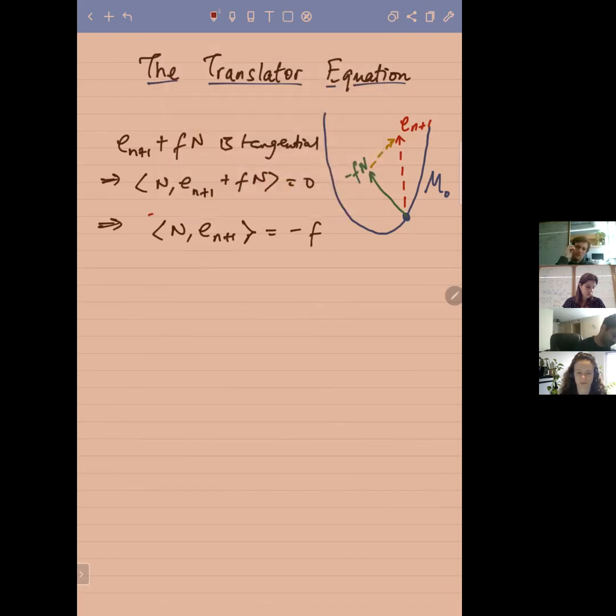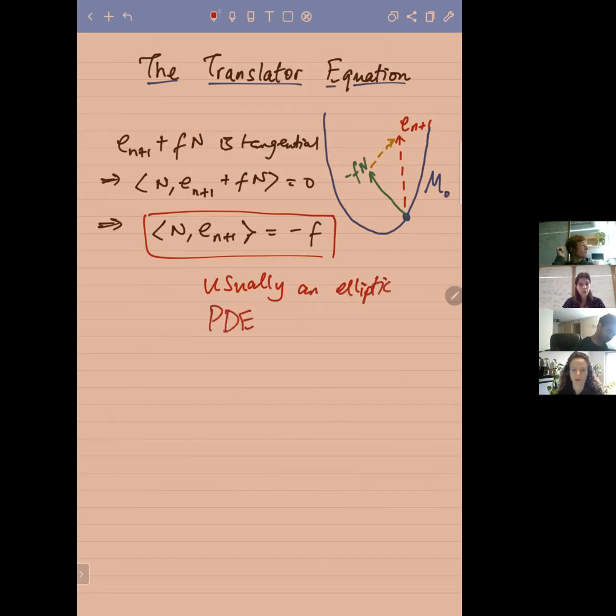Okay, so this is usually an elliptic PDE, second order. Elliptic because on the right hand side you have f, a function of curvatures, which are second derivatives, right? And on the other side, the normal is also second derivative. So this is actually an elliptic PDE in most cases. But if you impose some more symmetries on this equation, it actually turns into an ODE.